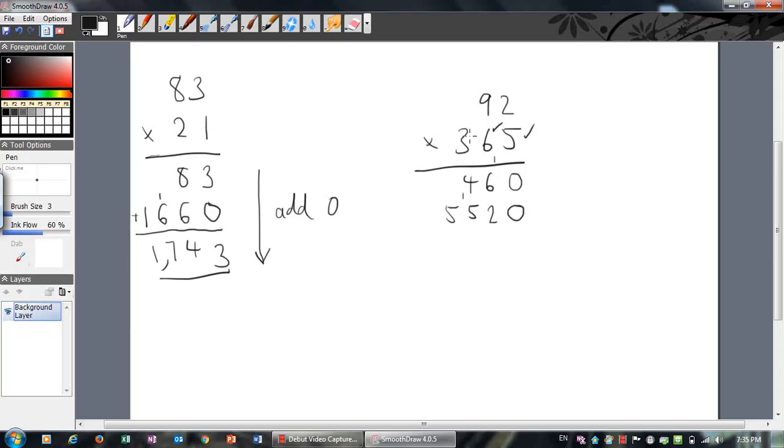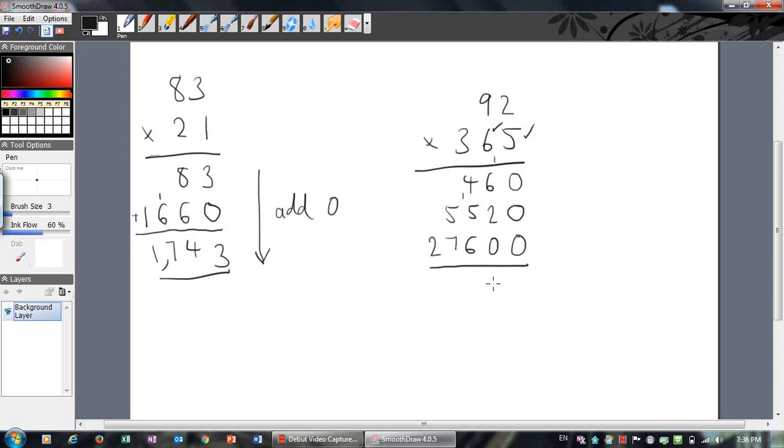Now it's time for the 3. Now that's not 3, is it? And it's not 30, it's 300. And so we need to add 2 zeros to all the operations that we're about to do. 2 times 3 is 6. 9 times 3 is 27, and so we write 27 like that.